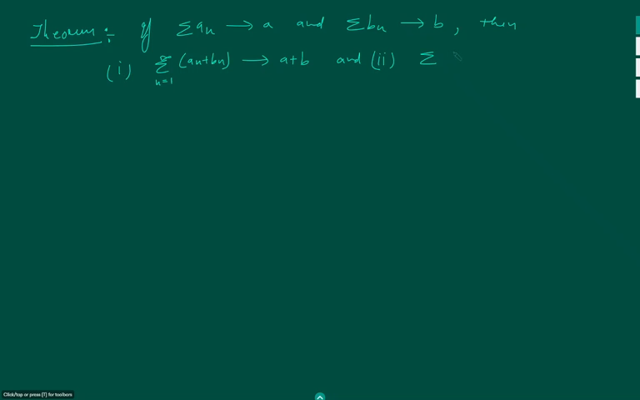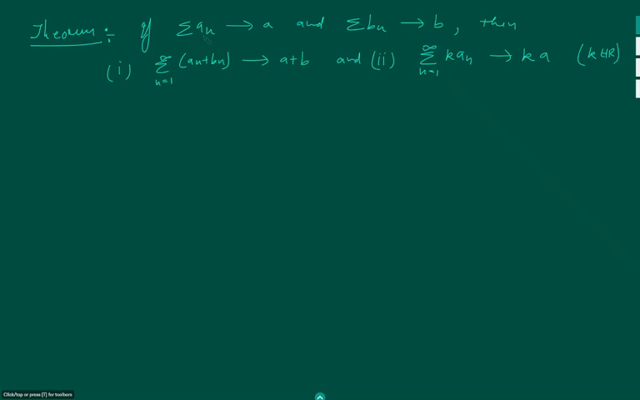We have this theorem which says that if the series An converges to A and the series Bn converges to B, then number one, the series An plus Bn converges to A plus B, and number two, the series kAn, n varies from 1 to infinity, converges to kA, where k is any real number.